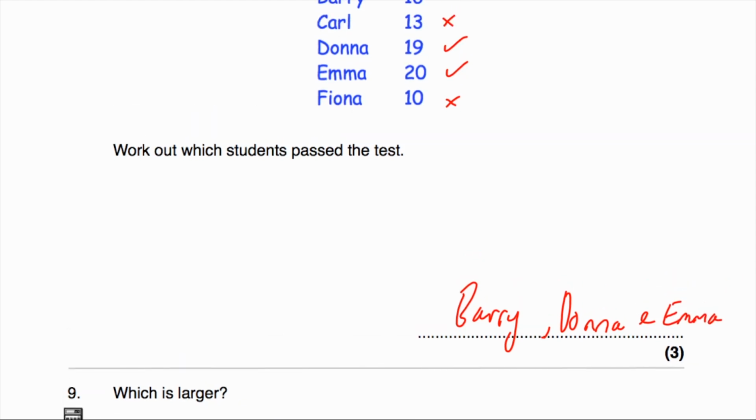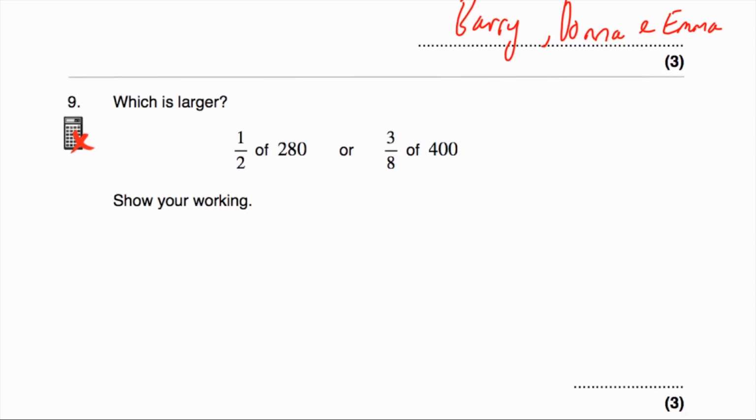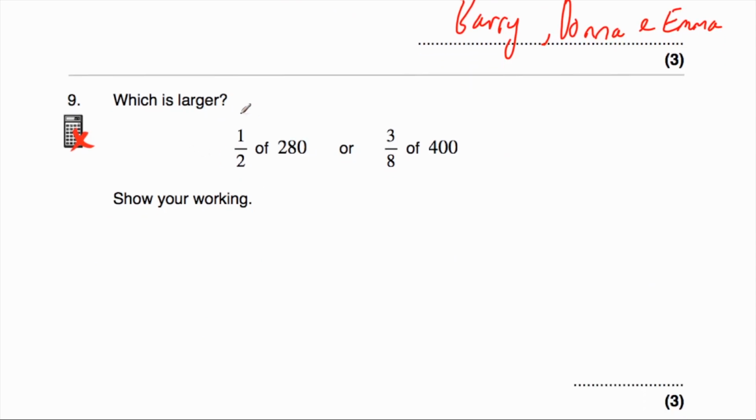And that's it. Okay, let's have a look at our next question, question number 9. We've been asked which is larger, a half of 280 or 3/8 of 400, and we've been asked to show our working. So let's start off with the half of 280 to begin with. To find half of something, we just divide by 2. And it's a non-calculator question.